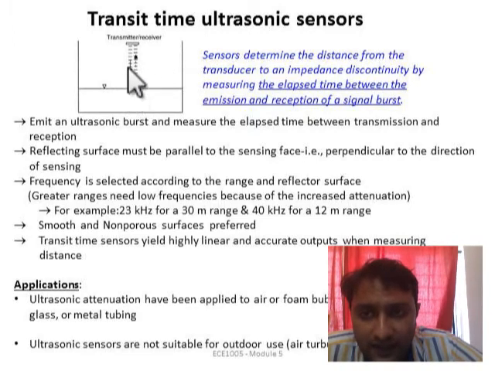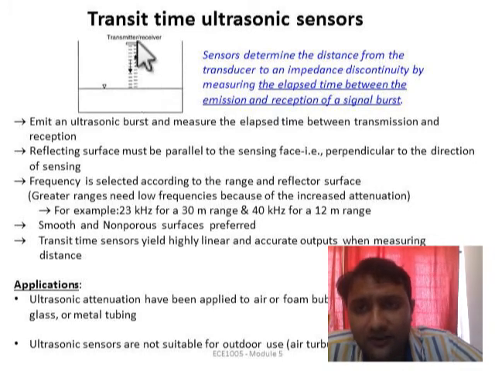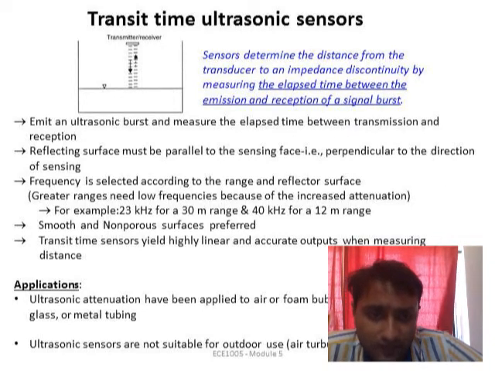If the level of the tank increases, the time taken for one transmission and one reception also decreases. So the larger the level, the lesser the transit time. The lower the level, the greater the transit time. So the transit time here is directly affected by the level of the water. This is one basic example for level sensing.